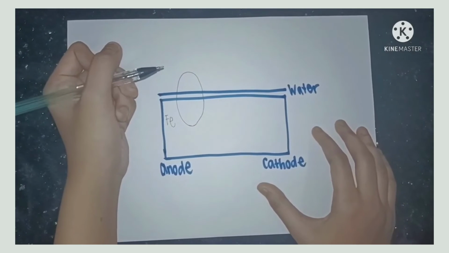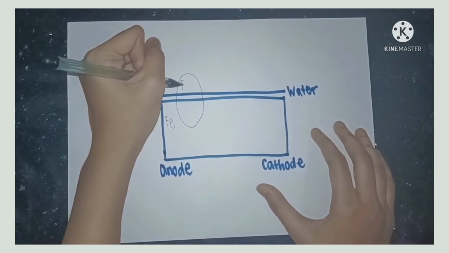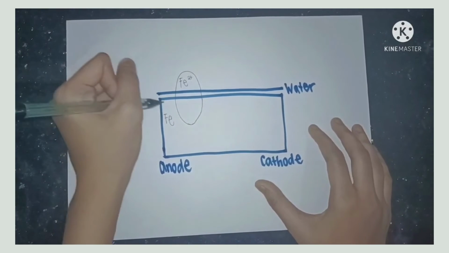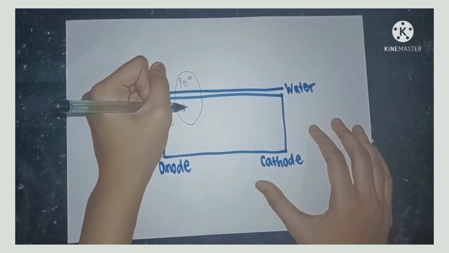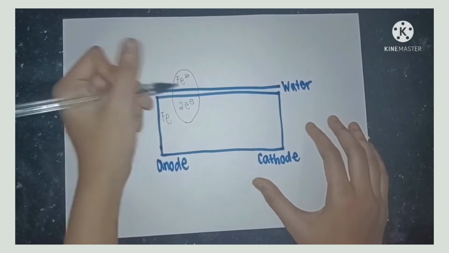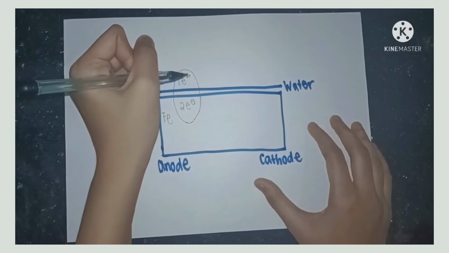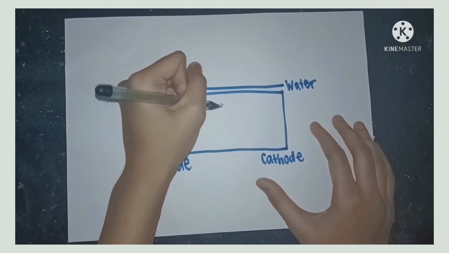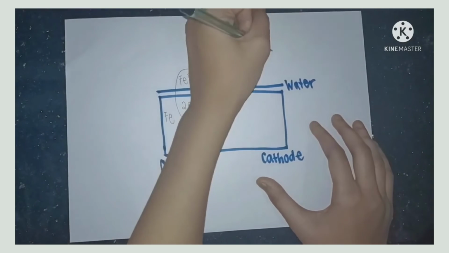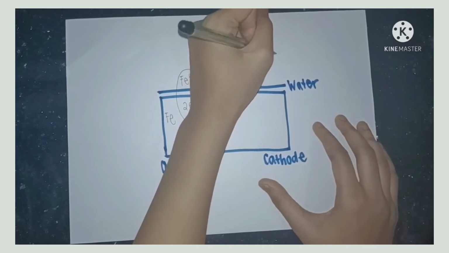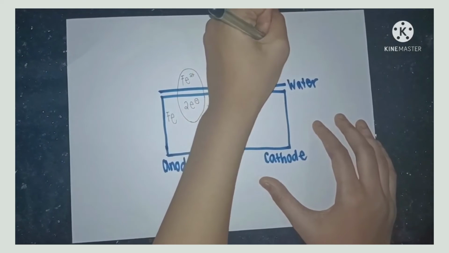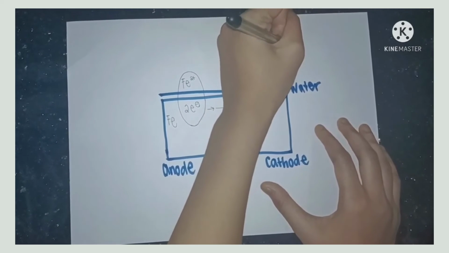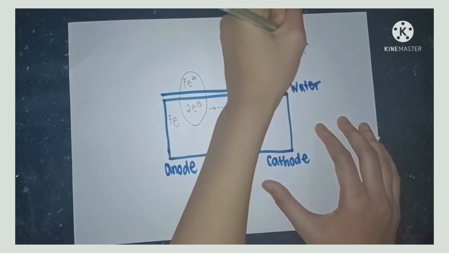At the anode, this Fe will oxidize to Fe2+, and these Fe2+ ions will come into the solution and it will leave 2 electrons on the surface. These electrons will travel toward the cathode, and at the cathode, the water molecules will dissociate into H+ and OH-.